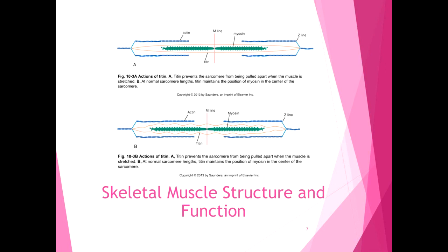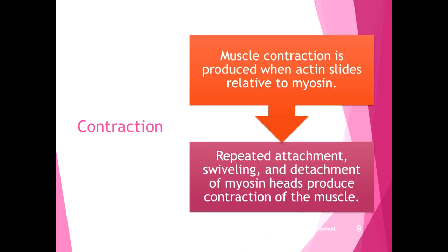I hope you remember that from kinesiology and anatomy and physiology, the role of actin and myosin in the contraction of the muscle. But titin is that structural protein that's helping maintain the structure of the sarcomere and the tension of the muscle to some extent. Muscle contraction is produced when the actin slides relative to the myosin. Repeated attachment and swiveling and detachment of myosin heads produce the contraction of the muscle. So hopefully that is a review, and you're saying, oh, right, sliding filament theory, I know all this stuff, right?